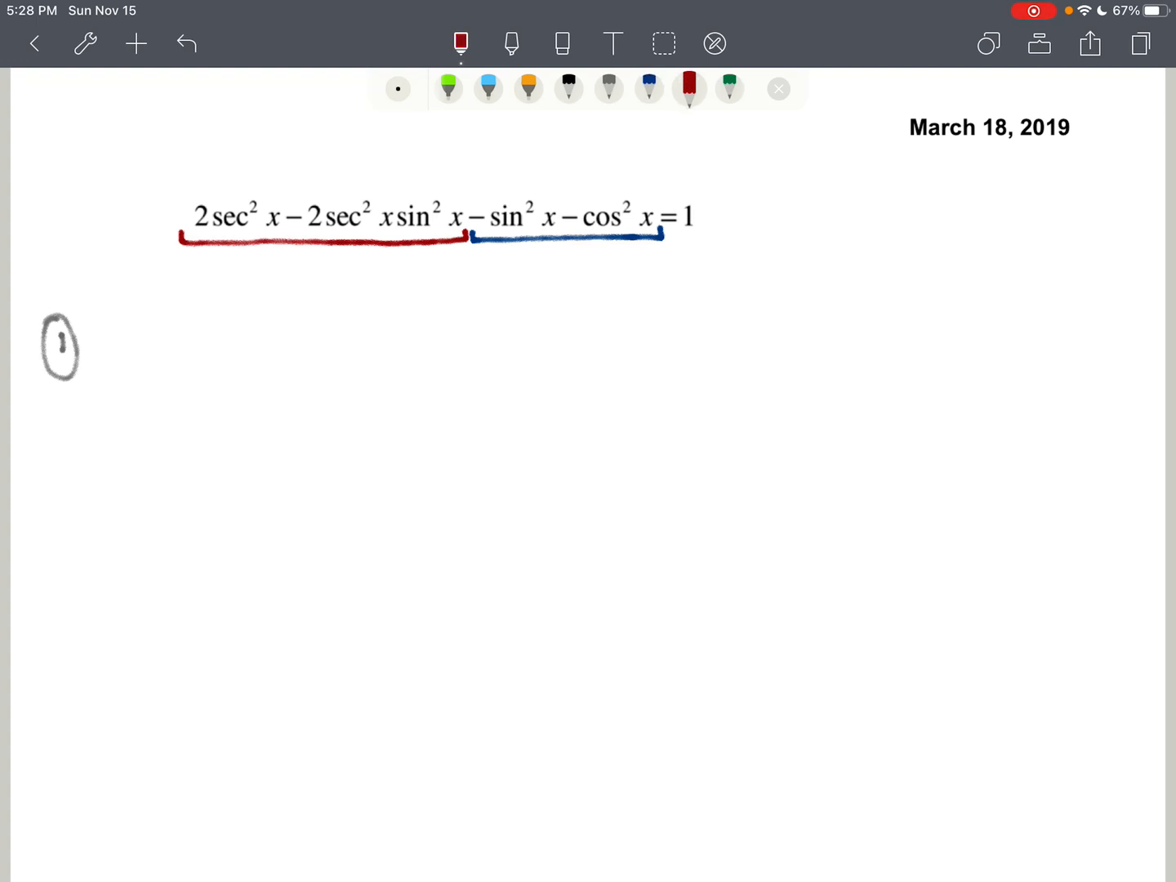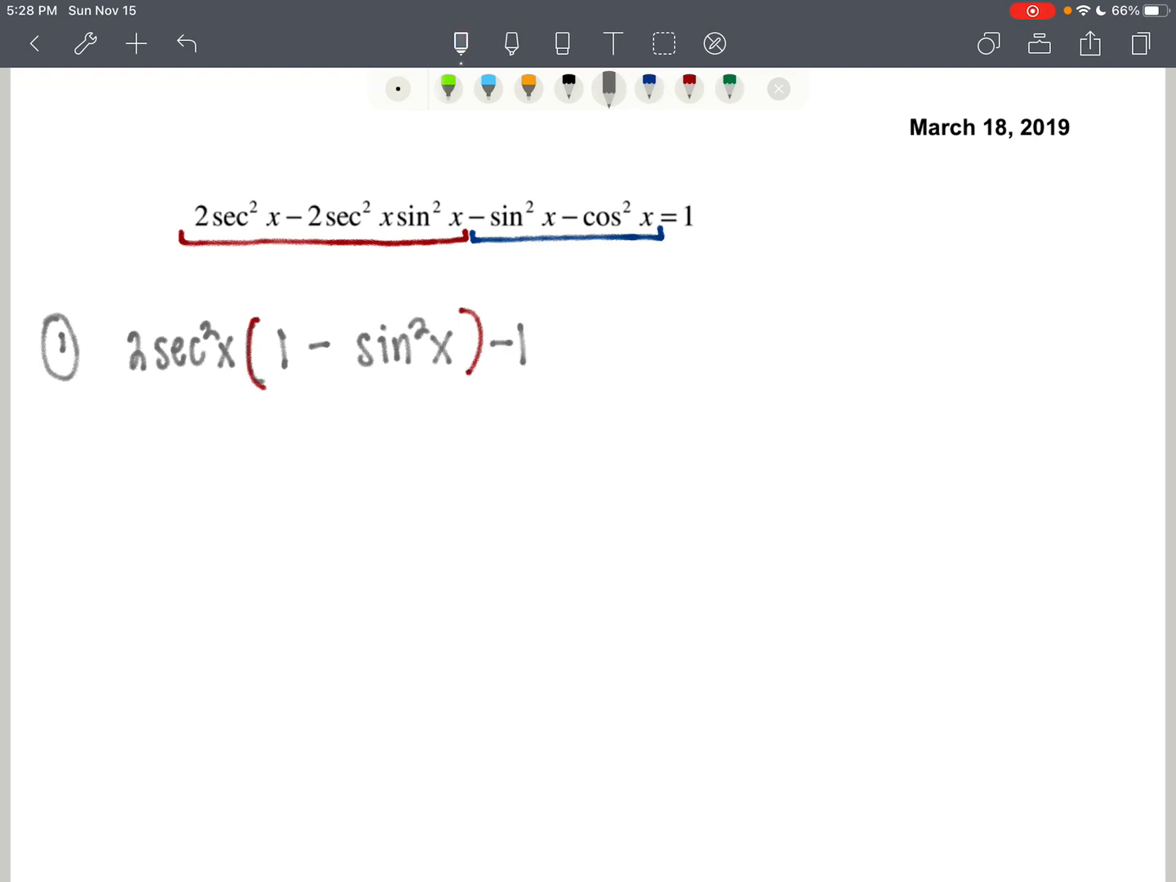So the first 2 terms, what do they have in common? They have a 2 and they have a secant squared. So I'm going to take 2 secant squared of x and factor it out of those first 2 terms. And then what's that going to leave us? When we factor that out, we get 1 minus sine squared of x. The next 2 terms, they have a minus sign in common. So I factored out a negative 1.